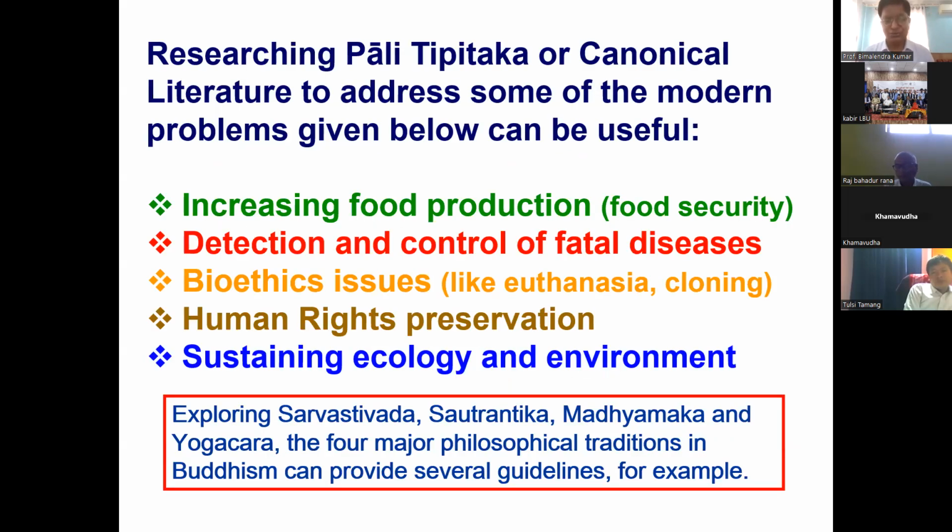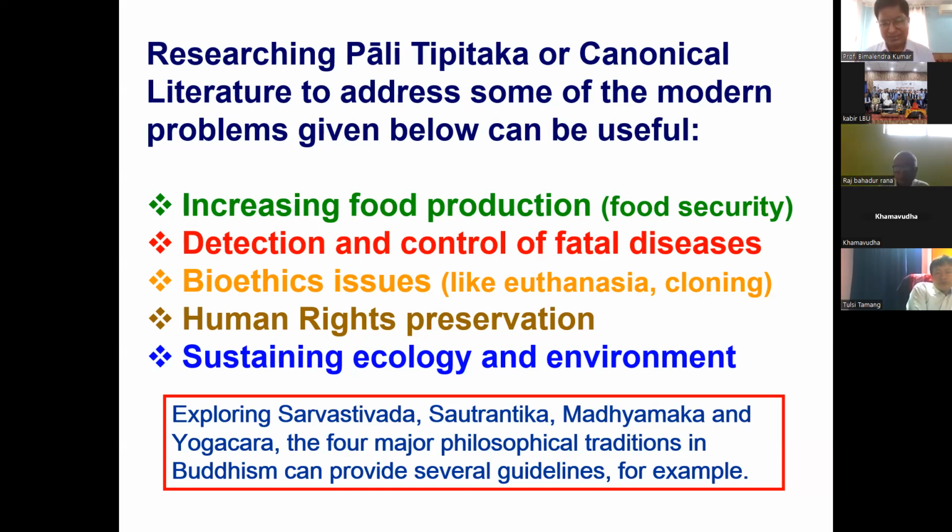So here let us see how we are having in the field of Buddhism. So researching Pali Tipitaka or canonical literature to address some of the modern problems given below can be useful. We have already seen how we have to make the study related with our research, how we can develop our society, economy, or the state or the country. So researches are being done only for the sake of advancement of any state or nation. In what way your research is going to give support to the institution or the university where you have been registered for PhD course, you have to make a study of that.